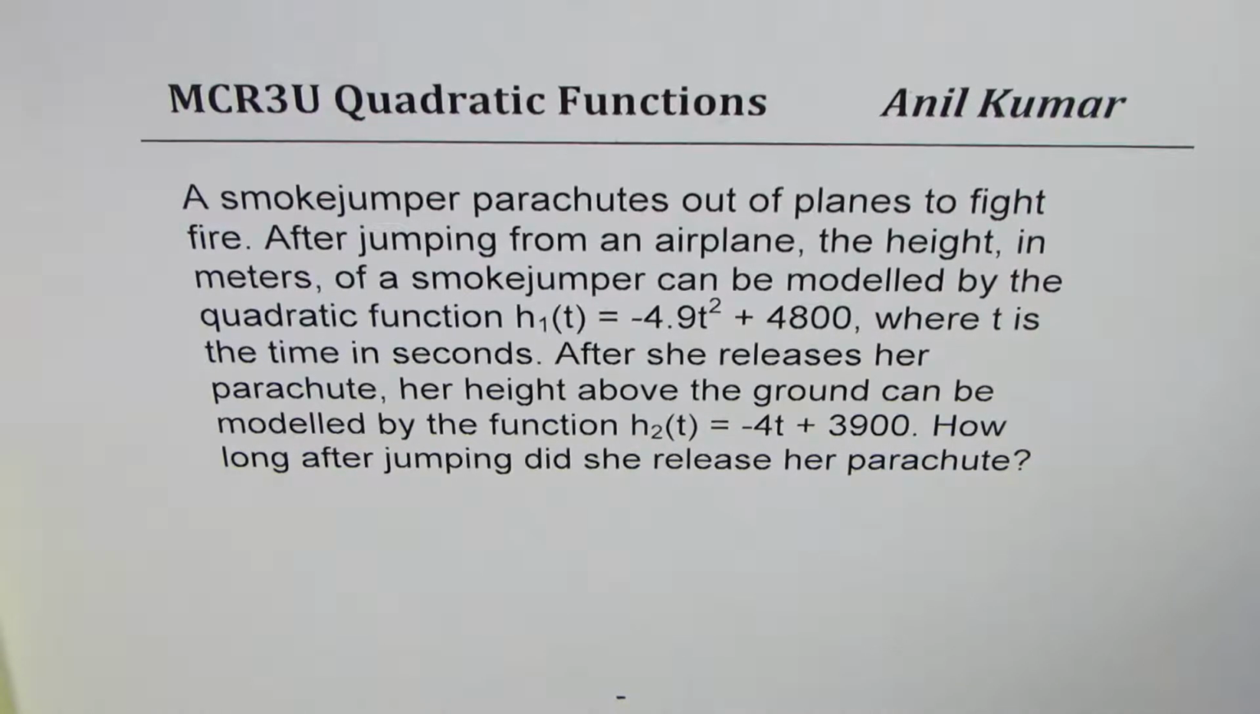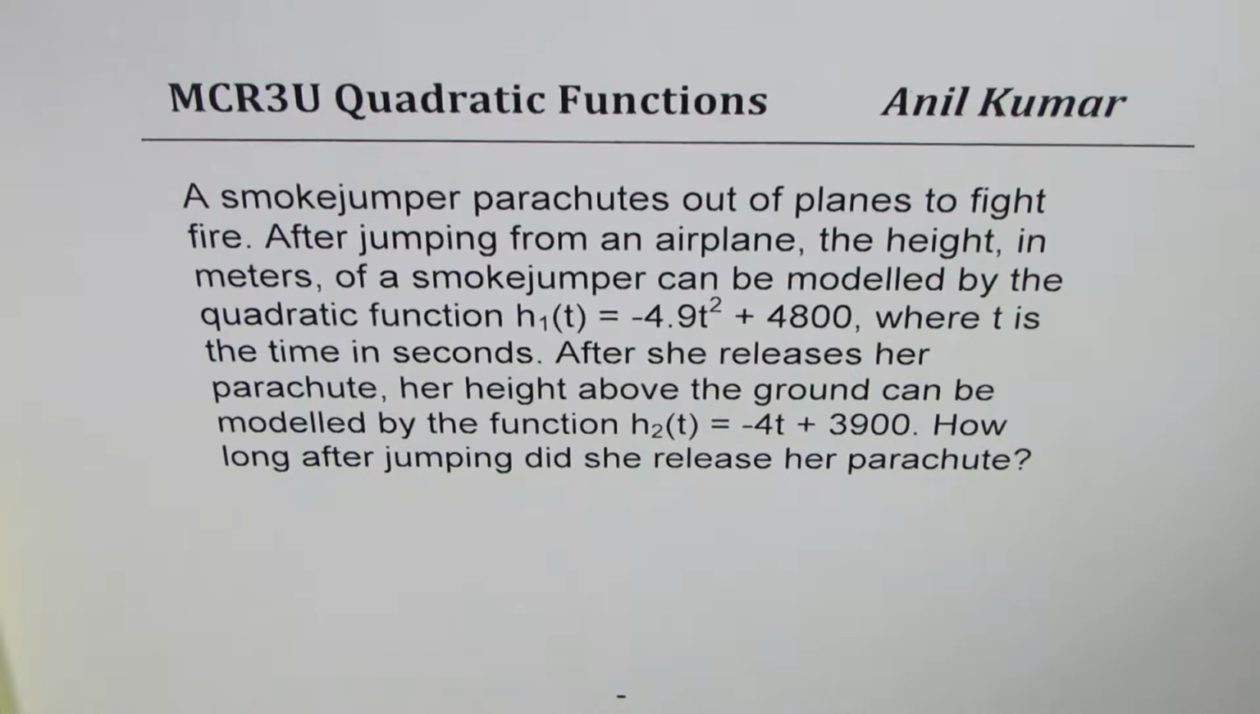The question here is, a smoke jumper parachutes out of a plane to fight fire. After jumping from an airplane, the height in meters of a smoke jumper can be modeled by the quadratic function h1(t) equals minus 4.9 t square plus 4800, where t is time in seconds. After she releases her parachute, her height above the ground can be modeled by the function h2(t) equals minus 4t plus 3900. How long after jumping did she release her parachute?